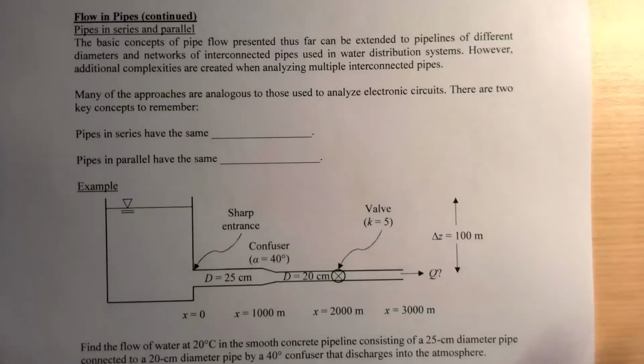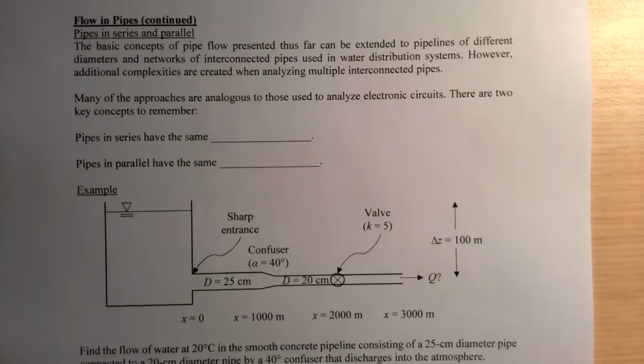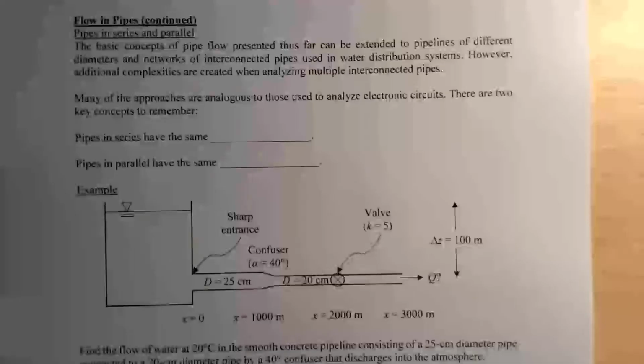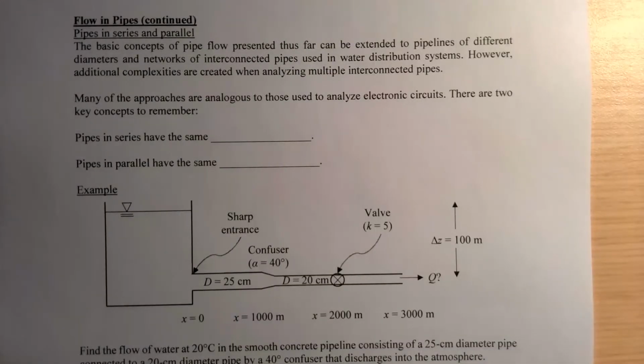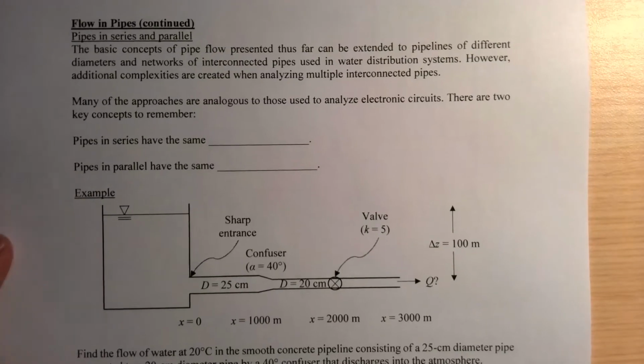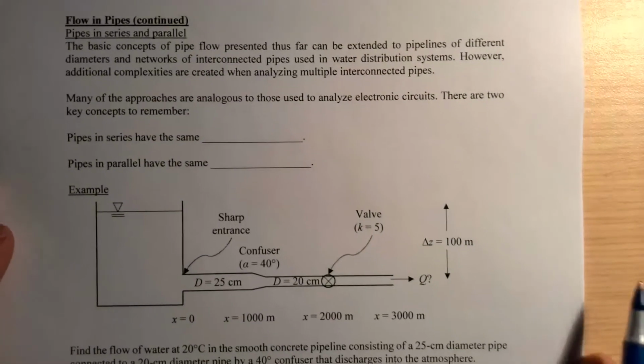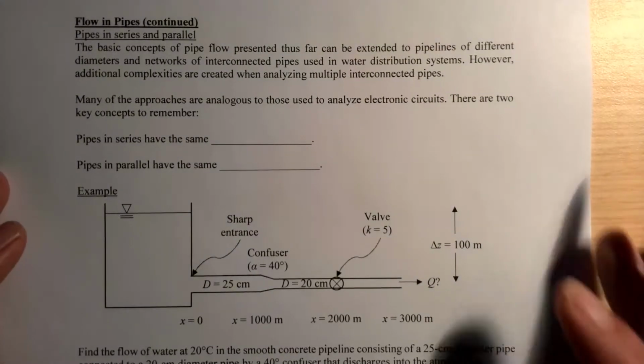Okay, so we're back here continuing to talk about pipes and pipelines. The book has a little bit of discussion about pipes in series and in parallel, so I thought we would talk about that a little bit also. This is very important when you want to get into looking at water distribution systems. I don't think we're going to have time to really go into that in a lot of detail, but anyway, this is an important topic, and so we'll try to introduce it a little bit here.